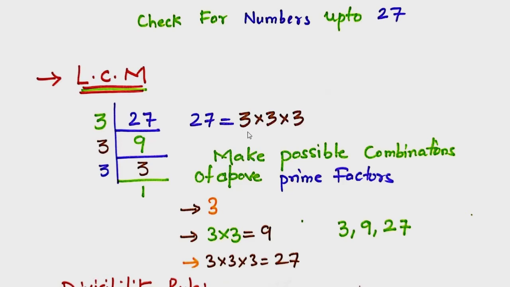In this case, we've got the first combination, that is 3, and then another combination, that is 3 cross 3, that is 9. Then we have another combination, 3 multiplied 3 times, and we are going to get 27. So by using LCM, you can find the factors of any number, and you just have to keep in mind that you don't miss any combination. And you know that 1 is a factor of every number.